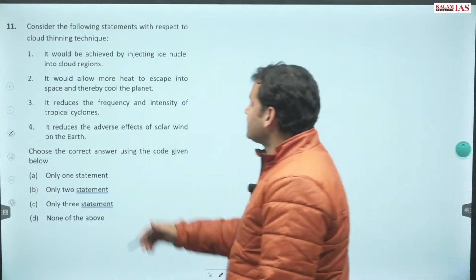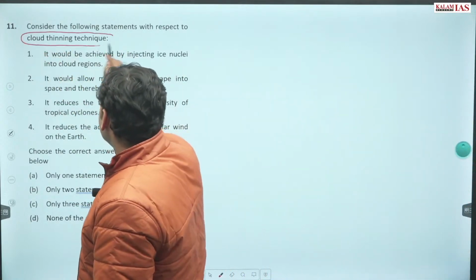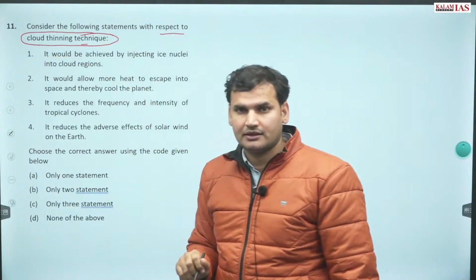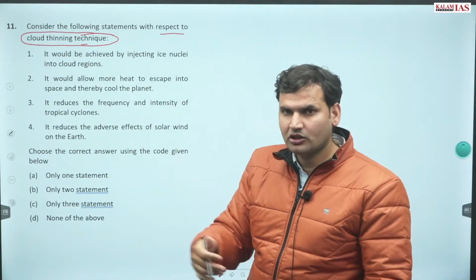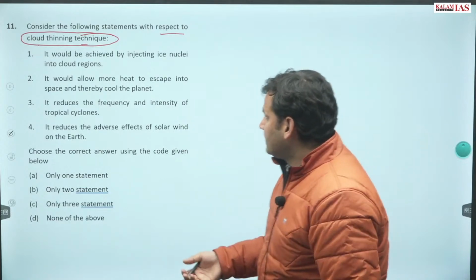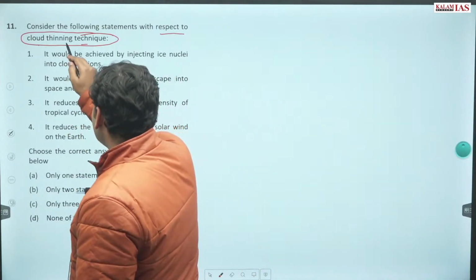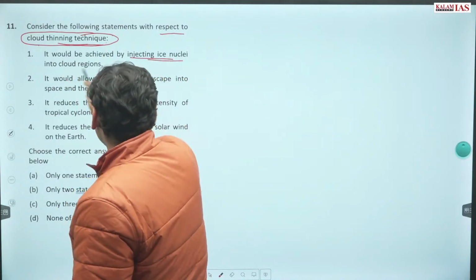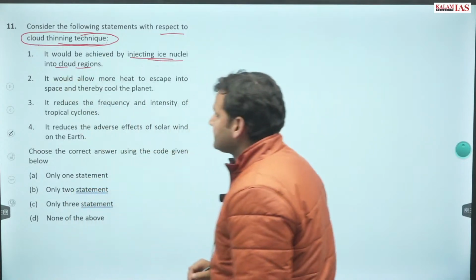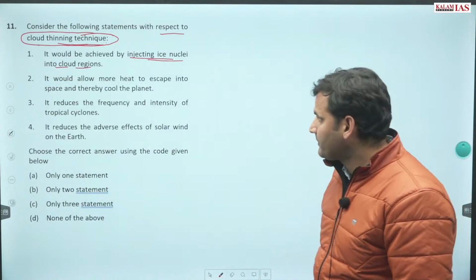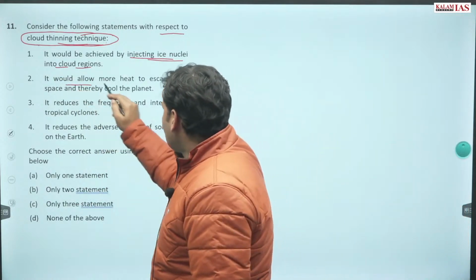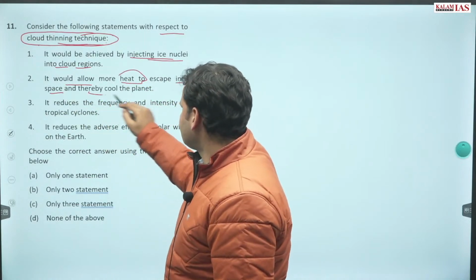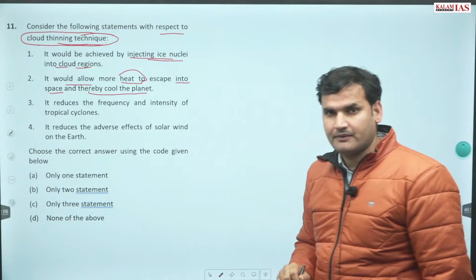Question number 11 is very important. Consider the following statements with respect to the cloud thinning technique. Owing to climate change, a lot of techniques are in use, and one of them is the cloud thinning technique. It would be achieved by injecting ice nuclei into cloud regions. How will cloud thinning be achieved? It would allow more heat to escape into space and thereby cool the planet.